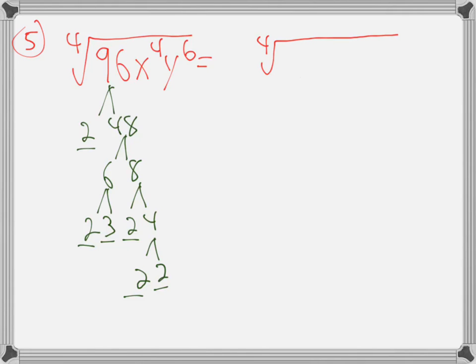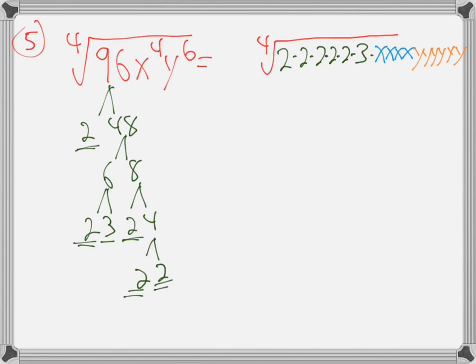4th root of, and what do we got? 1, 2, 3, 4, 5 2's and a 3. And then 4 x's. 1, 2, 3, 4. And 6 was 2, 3, 4, 5, 6. Is that good? So 5 2's and a 3, 4 x's, 6 y's. Okay, so you know the deal now.